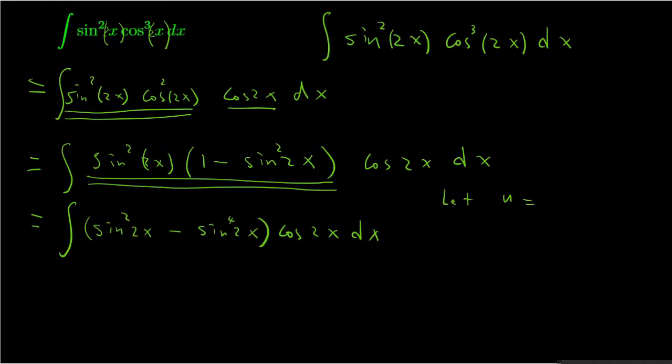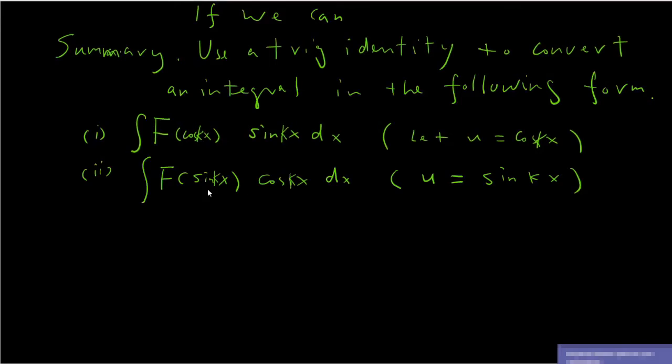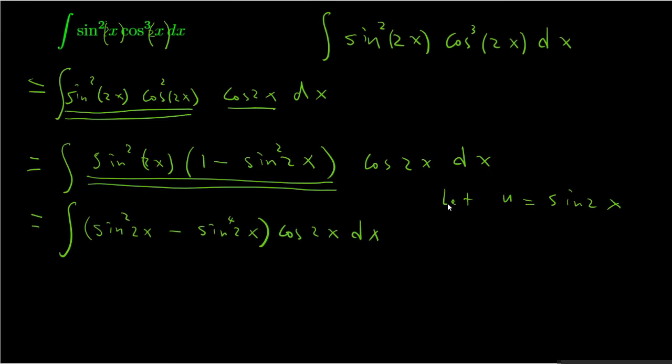Let u be. I told you earlier, it's in your notes. Let u be sine of 2x. Okay. Yeah, that's right. In general, if you can convert the integral to that form, the substitution you need is let u be sine of kx, in this case 2x. You're going to see how it works.